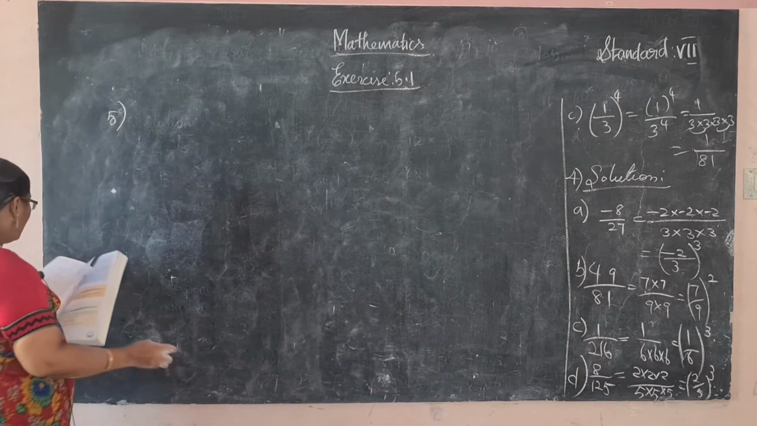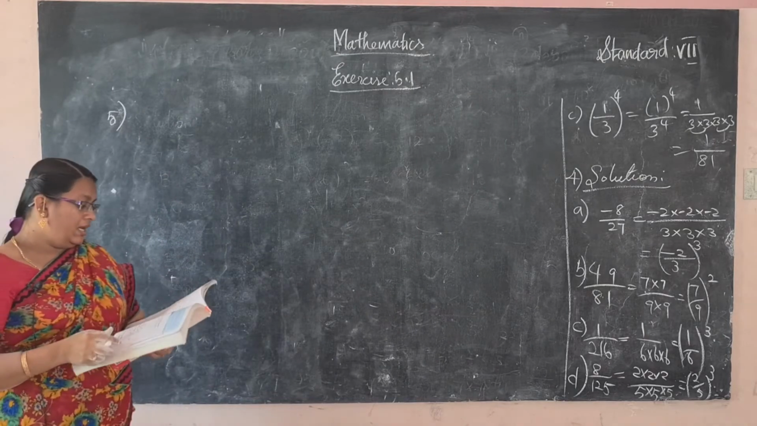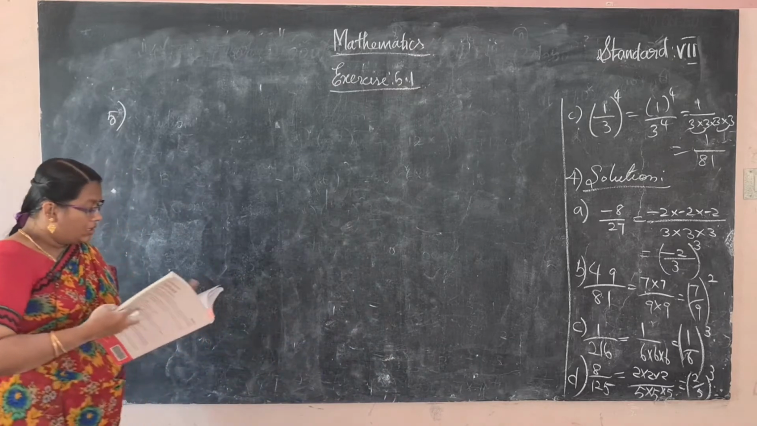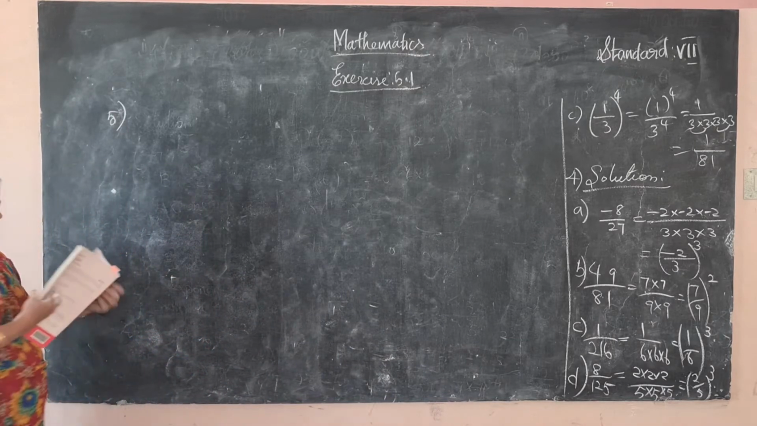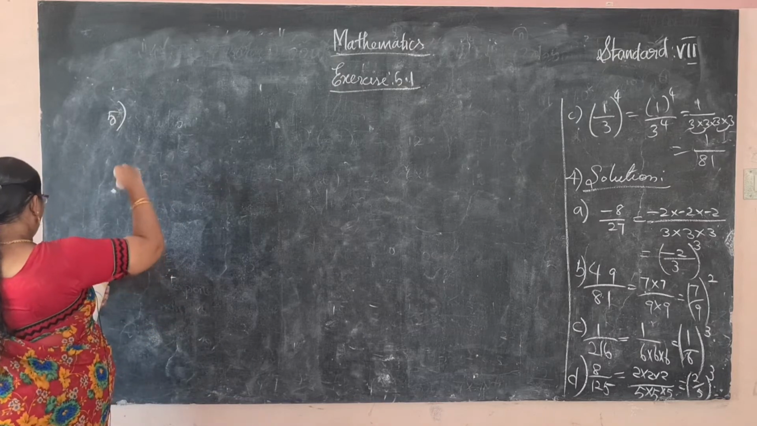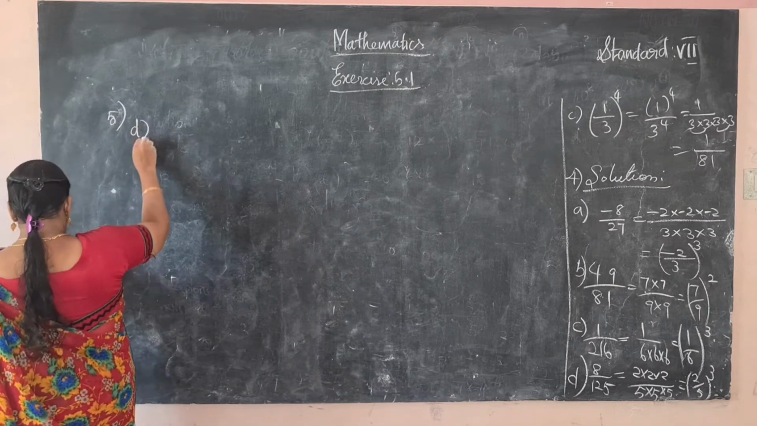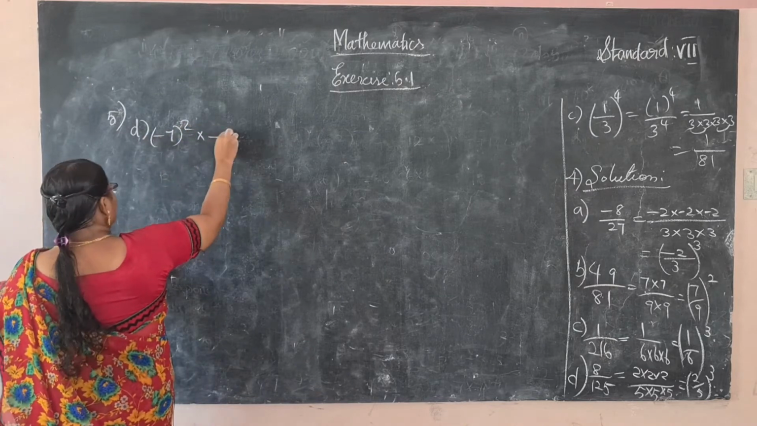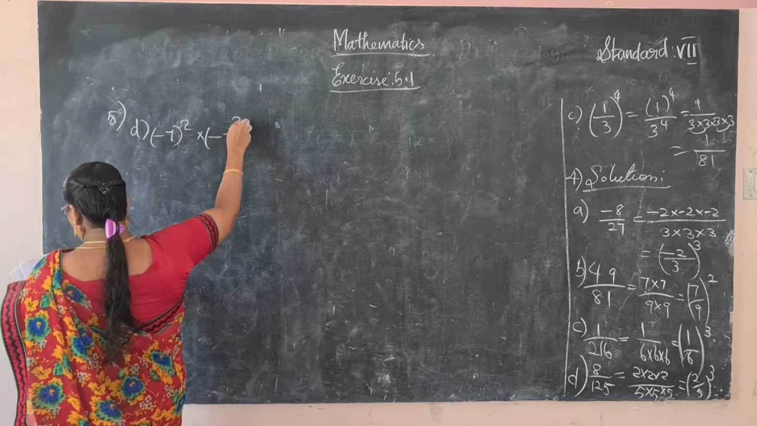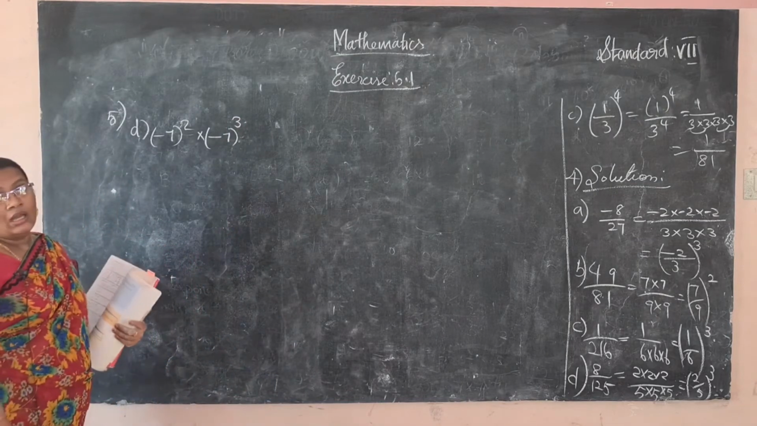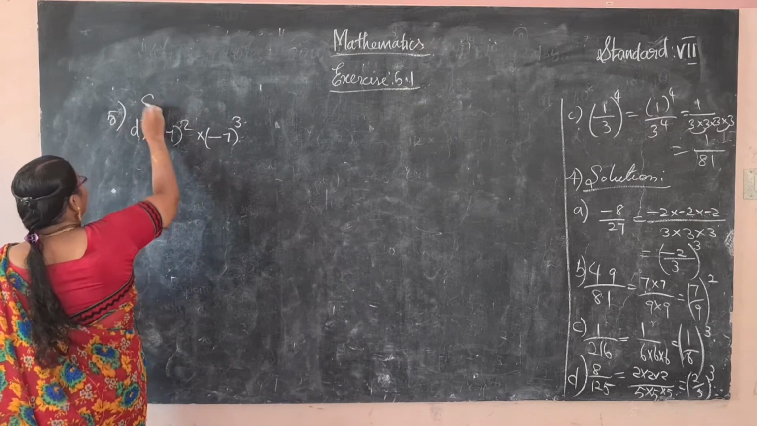Express the following as a single exponent. So the first 3 problems we will do as homework. For the difficult one, I will do the problem: minus 7 the whole square into minus 7 the whole power of 3. So single exponent. So in this place we have to use the law.